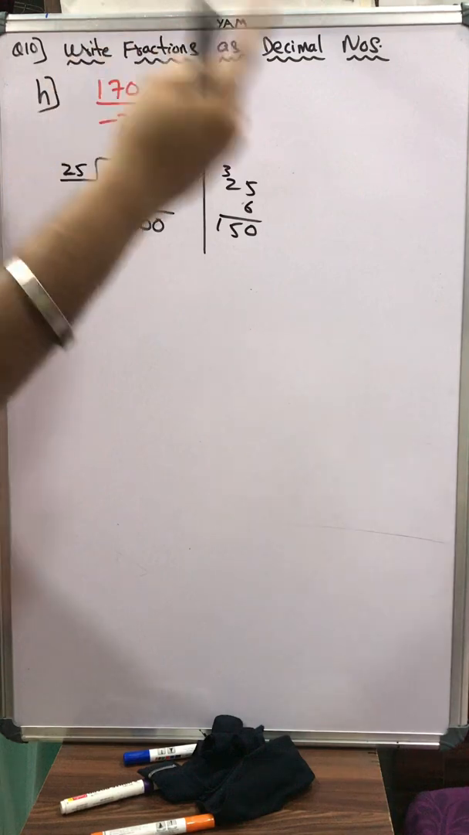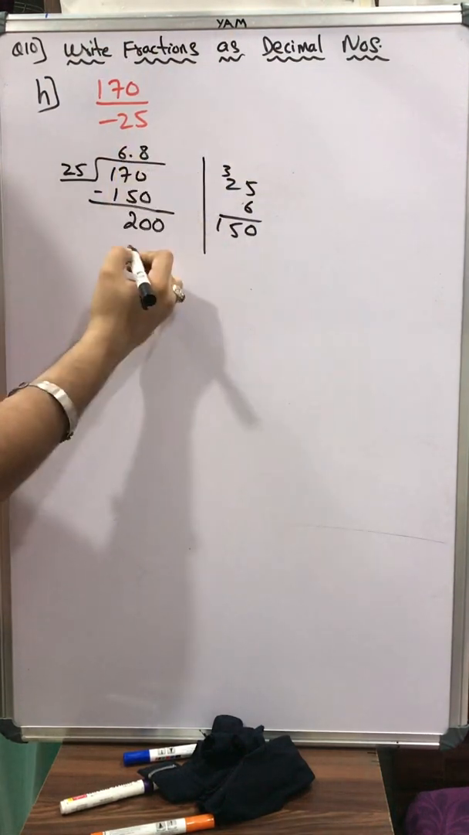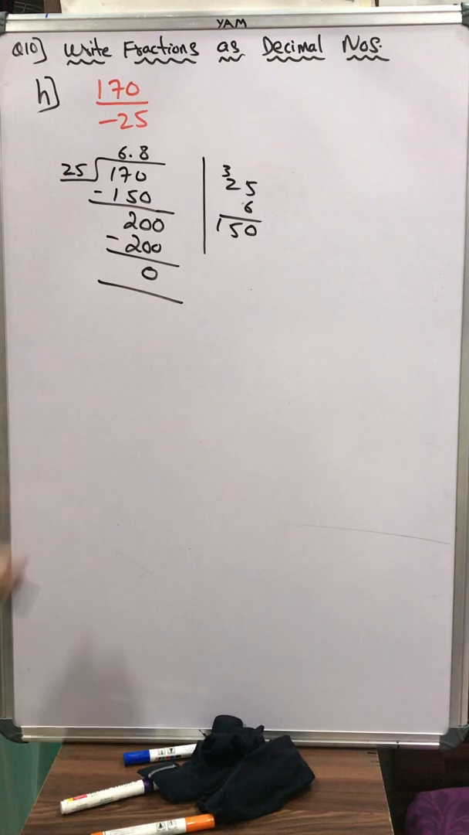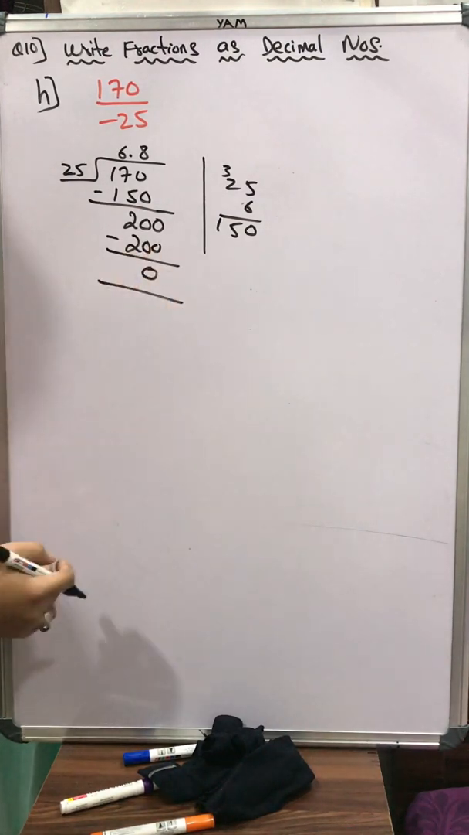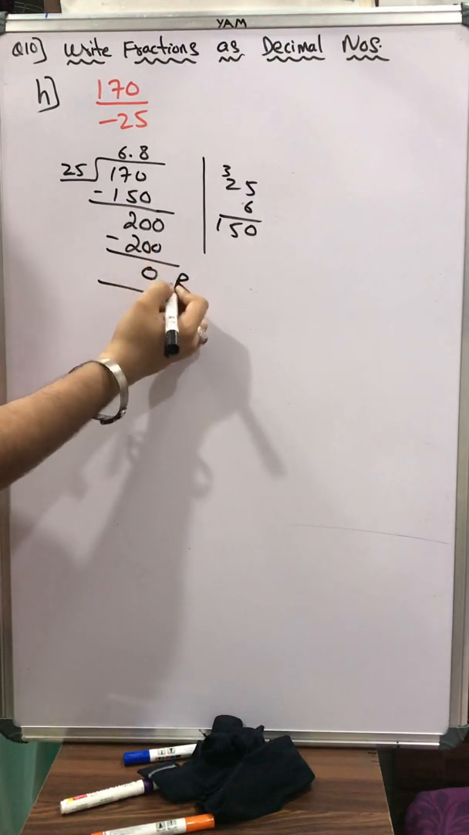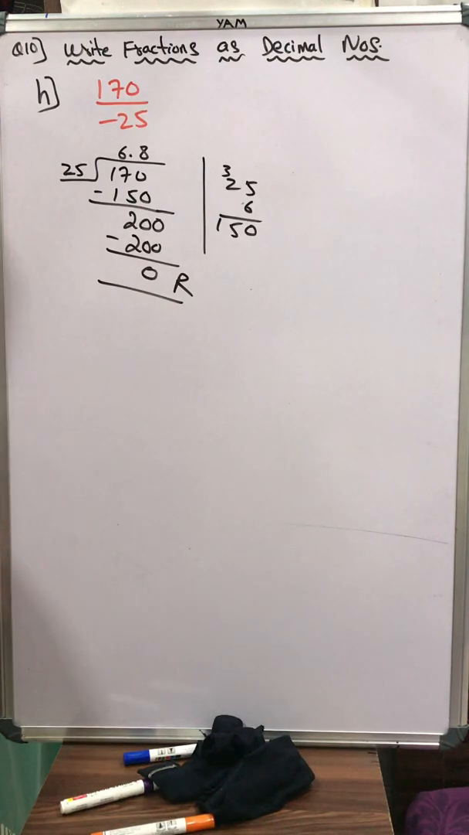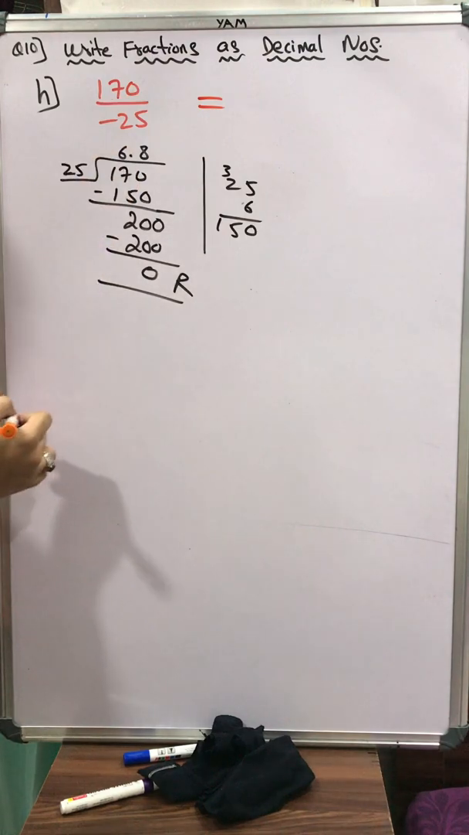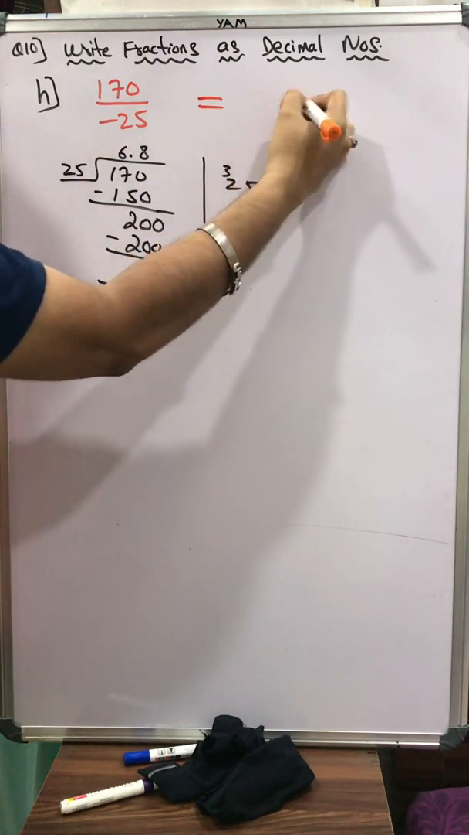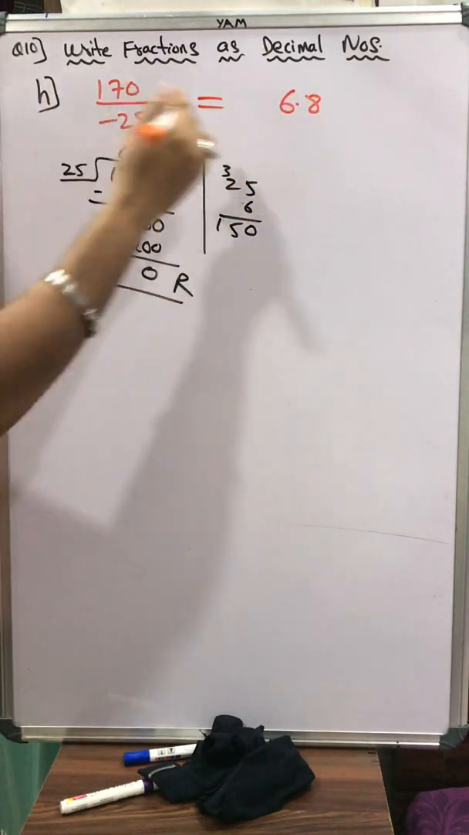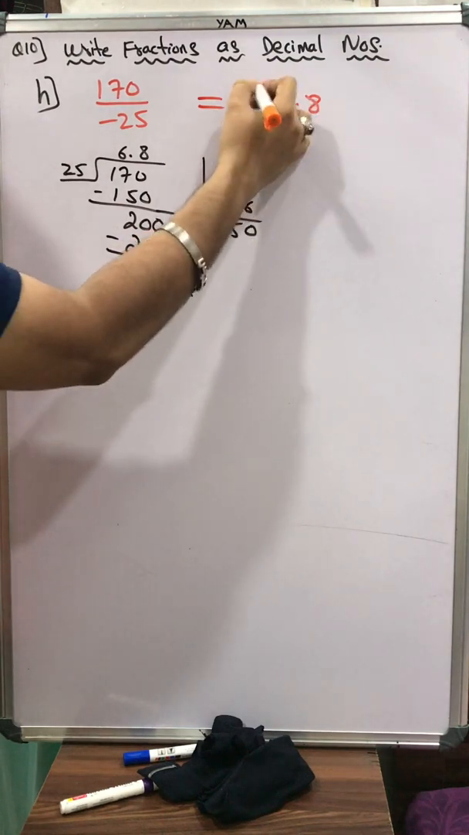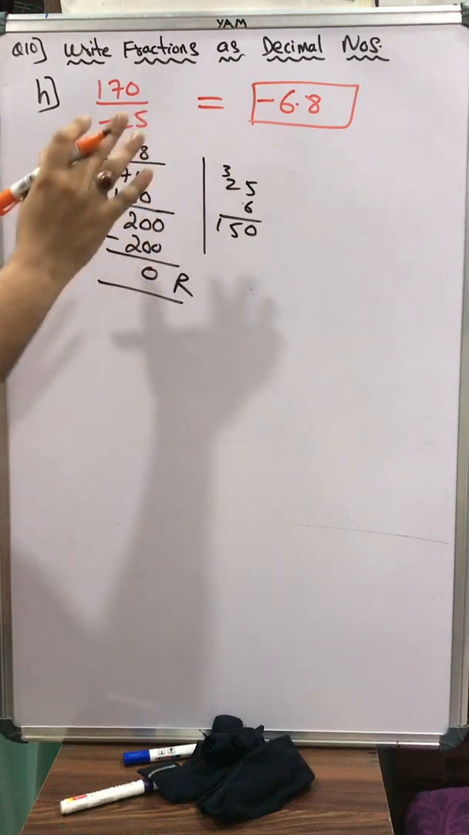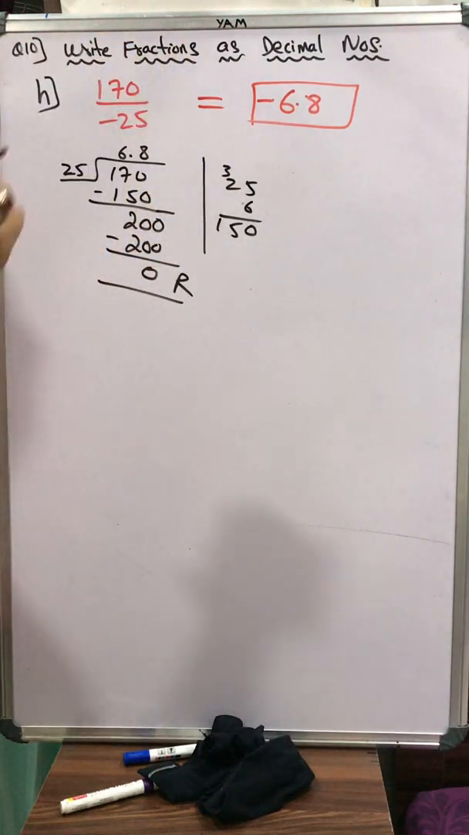Next, 25 8s, it's 200. And here comes the remainder 0. This is my remainder. It comes to be 0. Okay. So can I say, students, my answer of 170 divided by 25 is 6.8. But don't forget this minus. Just put a minus sign. That's it. Now, students, I will not put those 3 dots because it's terminating. It's called terminating.